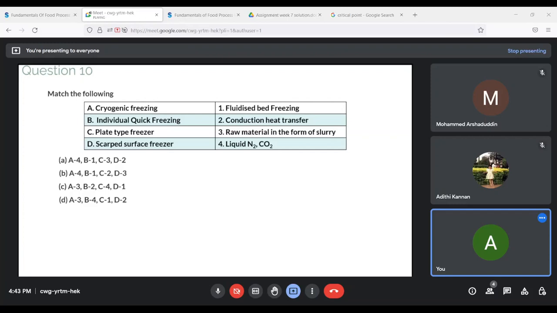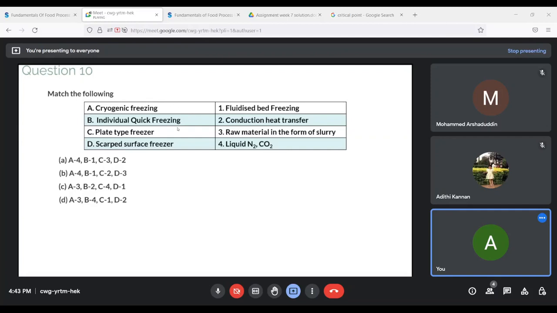So what is cryogenic freezing? Yeah, A is 4 because liquid nitrogen and carbon dioxide are the refrigerants used for cryogenic freezing. So that narrows down to either option A and option B. So what is individual quick freezing? B is no, individual quick freezing is not that.